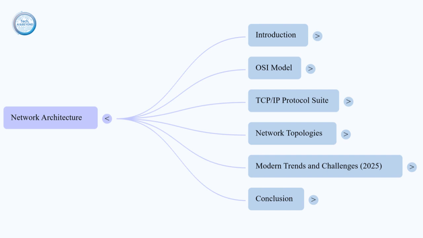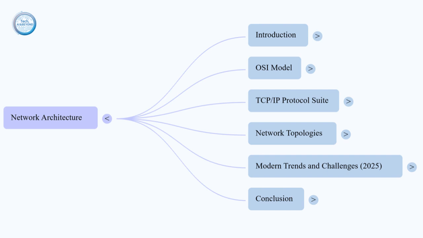Wow. Okay, so bringing it all together then, after exploring the models, the protocols, the layouts, and these cutting-edge trends, what's the big takeaway? What's the overarching importance of network architecture in 2025 and beyond? I think the core message is that network architecture is truly the invisible, indispensable foundation of our modern digital world. It's not just technical plumbing, it's the enabler.